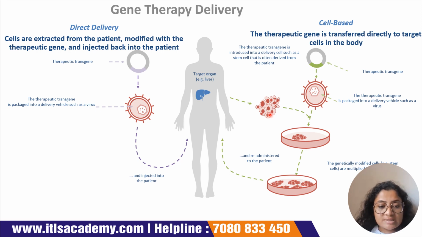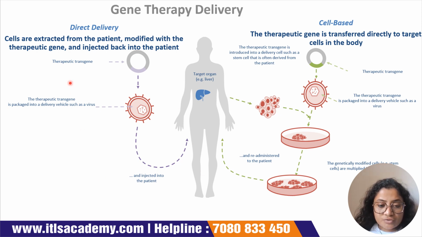So let's focus on the direct delivery part first. Let's focus on the left hand side of the slide. So in direct delivery, what is happening? The cells are extracted from the patient, modified with the therapeutic gene and injected back into the patient. So say for example, this patient is having some problem with the liver, maybe fatty liver or liver cirrhosis or liver cancer, any type of condition dealing with the liver. So liver will be the target organ or target cell in case of this particular patient, isn't it? So in case of direct delivery, what we will do? We will extract some cells from the patient.